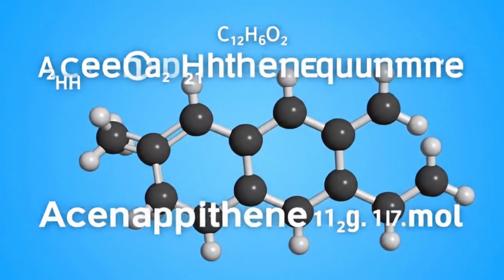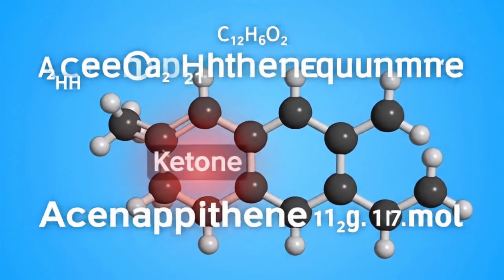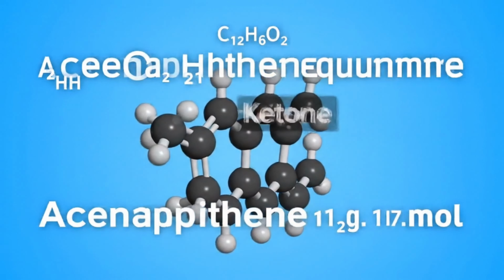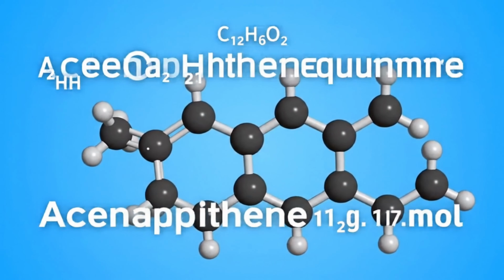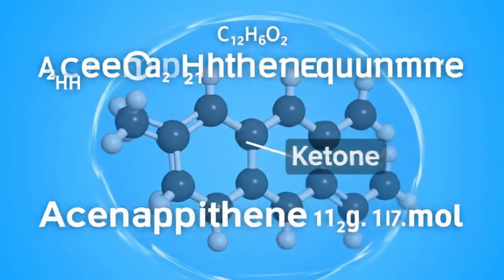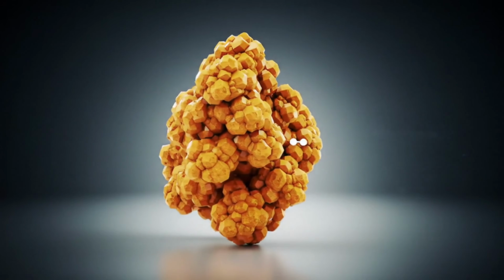That's two fused benzene rings, with two ketone groups attached. That's what the quinone part of the name tells us. It has those carbonyl groups, which make it a pretty reactive molecule. Now, acenaphthenequinone is typically a yellow to orange crystalline solid.